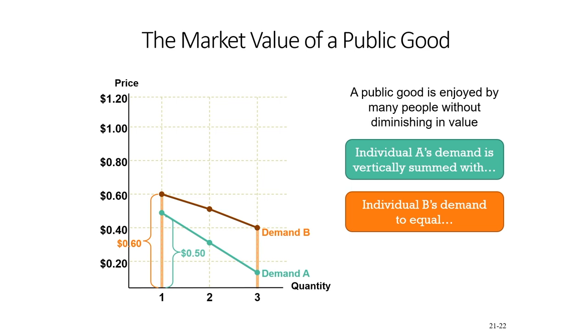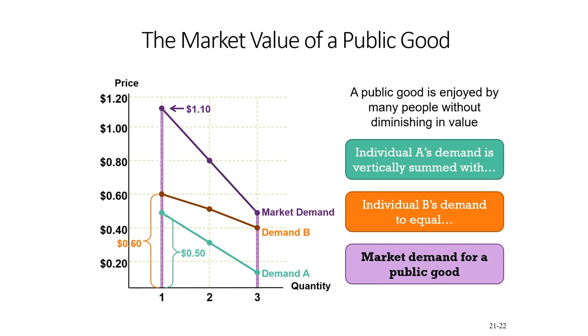Now, when we look at the market demand curve here, we have to use vertical summation, meaning that we add up the prices. So, 0.5 plus 0.6, which is $1.10, is what is paid for the provision of 1 unit of this public good. And similarly, for 3 units of the public good, the demands of individuals A and B are vertically summed up to come up with the market demand, or market value, of a public good.